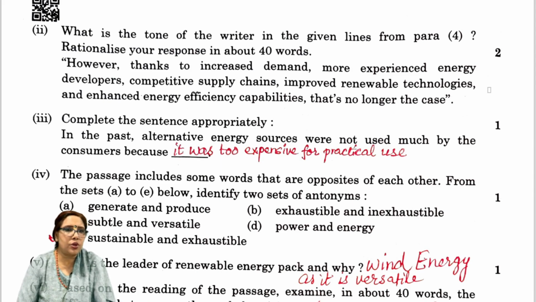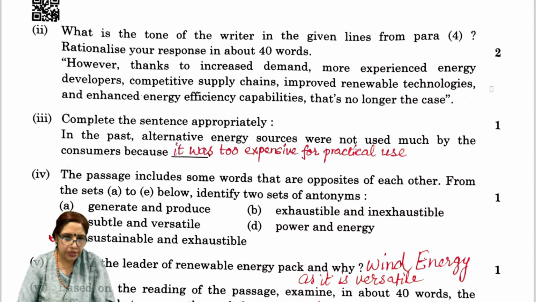And then of course you could have explained in 40 words why you think it is an assertive and positive tone, because he's saying that because of the increase in the demand for more energy, developers had gone for coming up with renewable technologies. Fine. Now we come to question number 3.